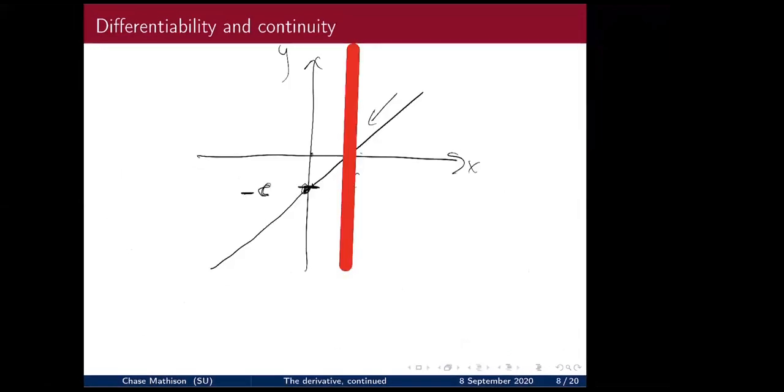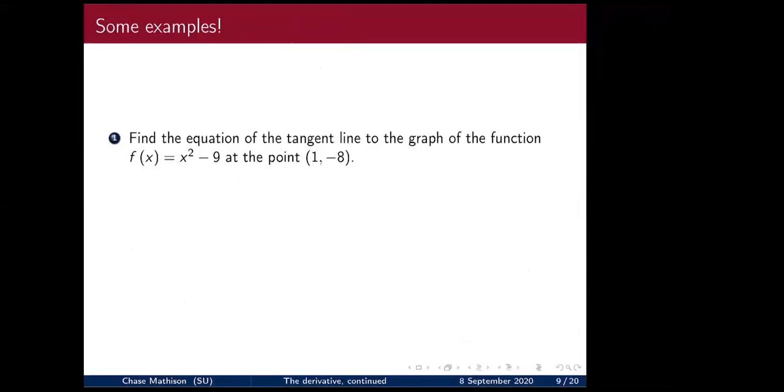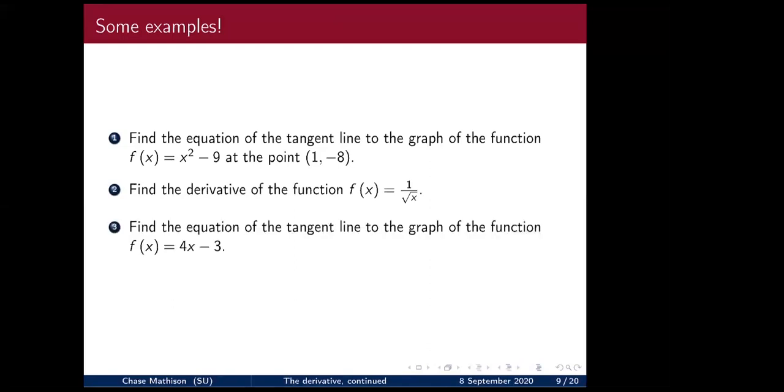So some examples. We're going to look at 3 examples. Find the equation of the tangent line to the graph of the function f of x equals x squared minus 9 at the point 1, negative 8. We're going to find the derivative of the function f of x is equal to 1 over the square root of x. And then we're going to find the equation of the tangent line to the graph of the function f of x is equal to 4x minus 3. And let's actually do these backwards. Let's start with number 3.